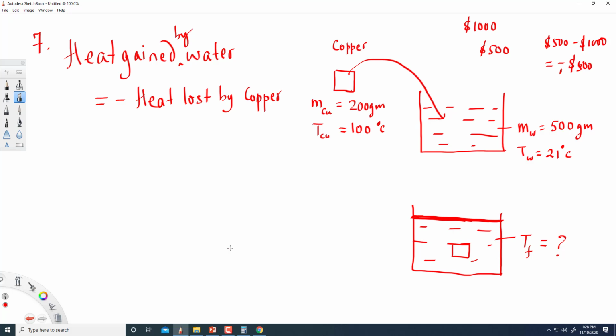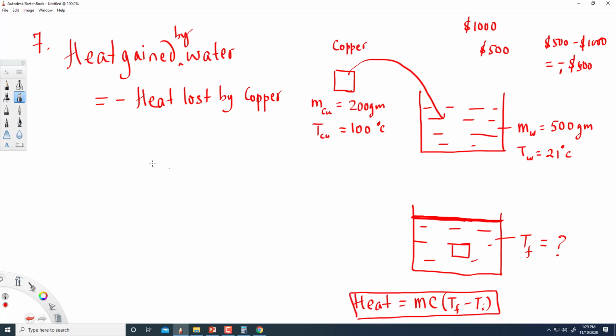And heat gained or heat loss is given by this formula. Okay, so heat is mass of the object losing or gaining the heat, times specific heat capacity of the object, times change in temperature, final temperature minus initial temperature. Okay, so this is the formula to find the heat.